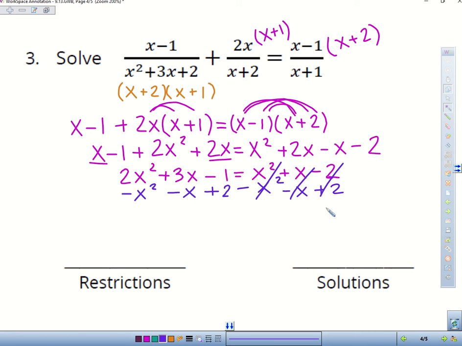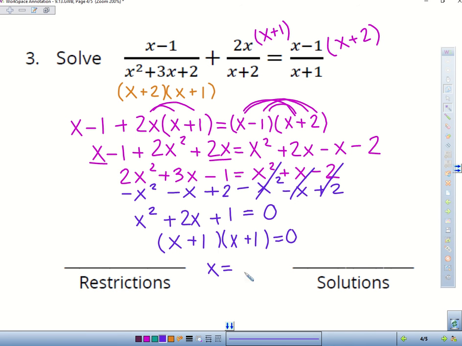These cancel, cancel, cancel, and we get x squared plus 2x plus 1. Now we're going to factor this. What is it going to factor into? x plus 1 squared. Very good. So what solution would that yield right here? x equals negative 1, because you set that equal to 0 and solve. What are my initial restrictions? Negative 2 and negative 1. So is this a real solution?